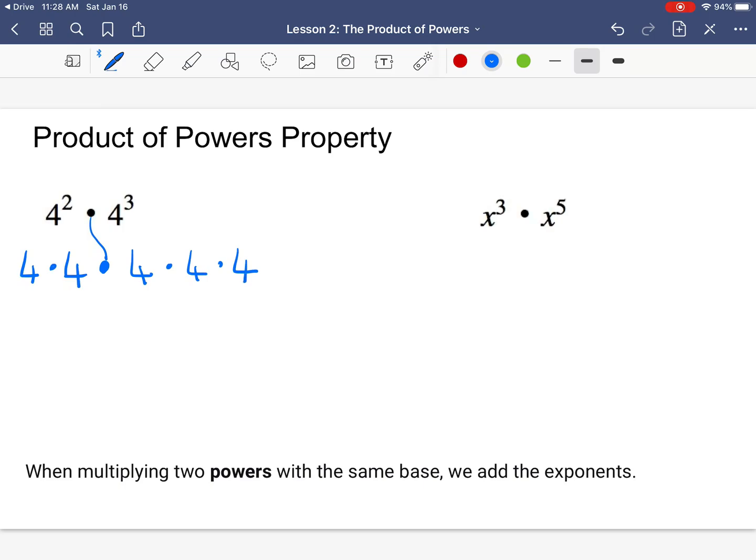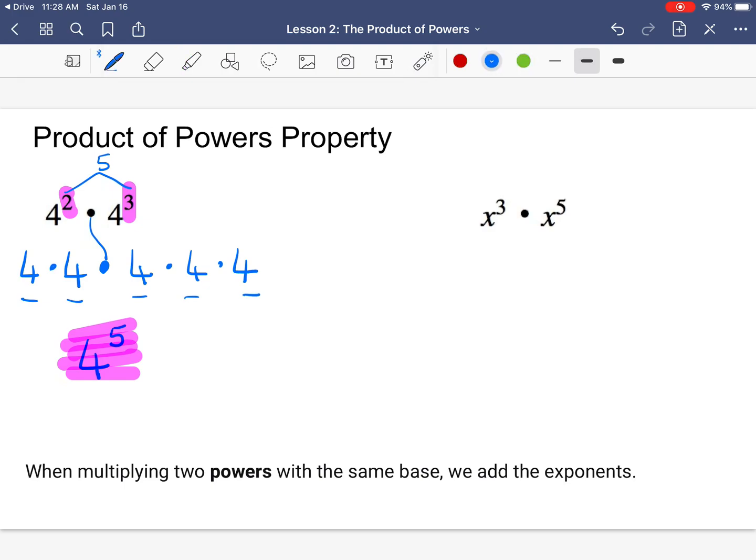And we can see now that we have a base of 4 and it's multiplied 5 times. 1, 2, 3, 4, 5. So it's 4 to the power of 5. And our original exponents were 2 and 3. So you don't multiply the exponents. When you're multiplying terms with exponents, you add the exponents. So 2 plus 3 is 5, and we have 4 to the power of 5 here as the equivalent expression.